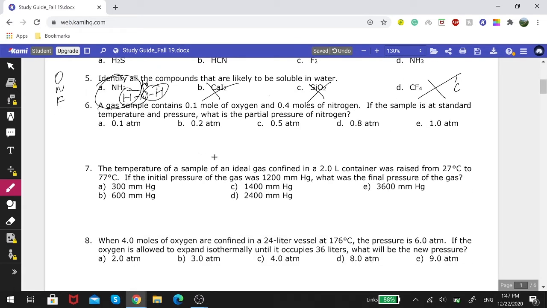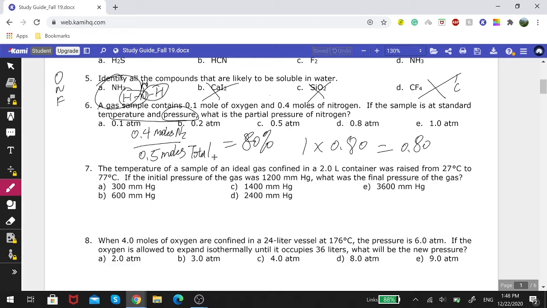A gas sample contains 0.1 moles of oxygen and 0.4 moles of nitrogen. If the sample is at standard temperature, what is the partial pressure of nitrogen? So partial pressure is the number of moles of what we're looking for, which is N2, divided by the total number of moles, which is 0.5 if we add 0.4 and 0.1 together, and that is equal to 80%. So 1 atmosphere times 0.80 is 0.80 atmospheres.